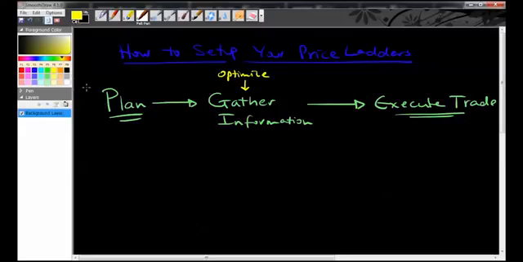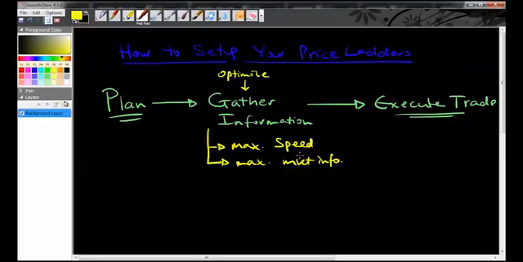The only way we can actually do that is two ways. We've got to maximize our speed, and we need to maximize our market information. So what do I mean by that? Speed's self-explanatory. You just want to make sure you're as quick as possible when these events come out, or the information that you're potentially trading off of comes out. We want to execute as quickly as possible, and we want to be able to read the information as quickly as possible. So that's also very, very key.